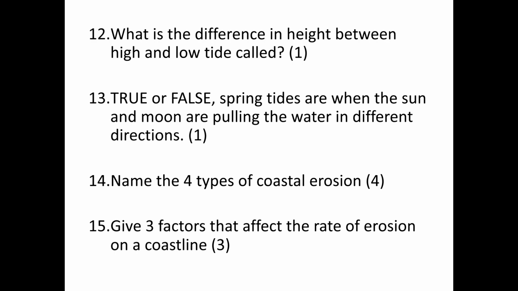I'll give you another. There's a really nice diagram on page 8 to help you understand that. Spring tides are when the sun and the moon are working together. Whereas if the sun and the moon are at 90 degrees, it's neap. So the answer to question 13 is false.